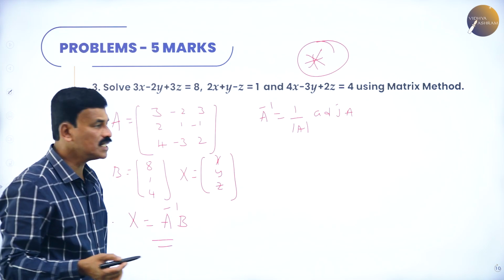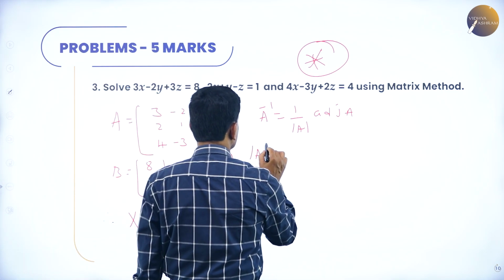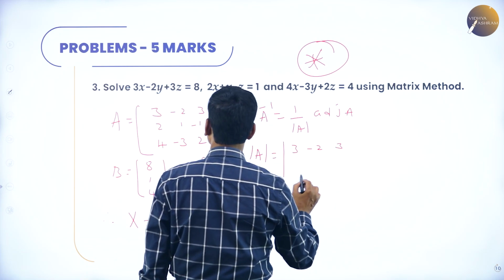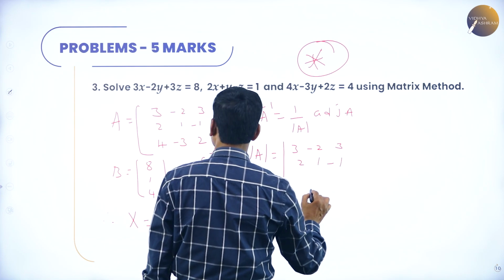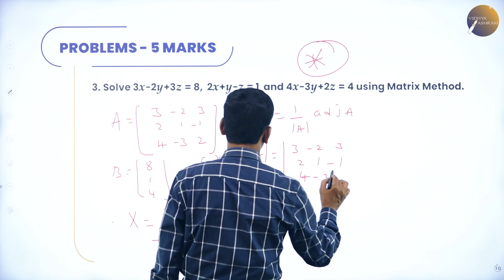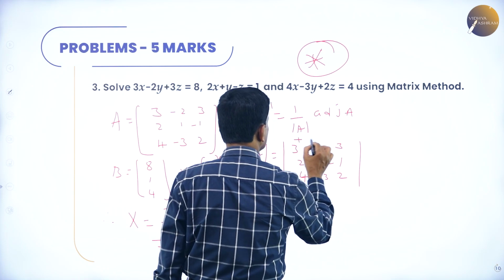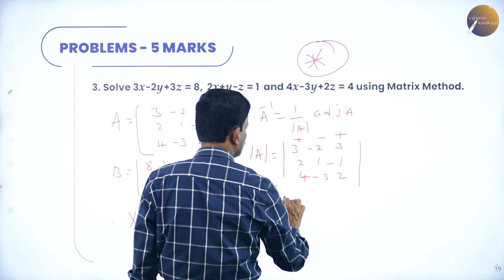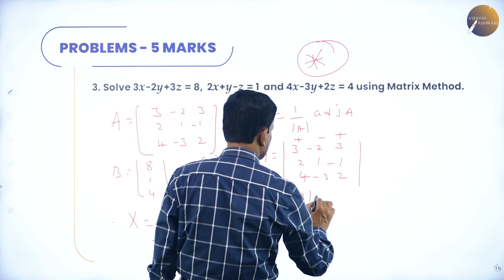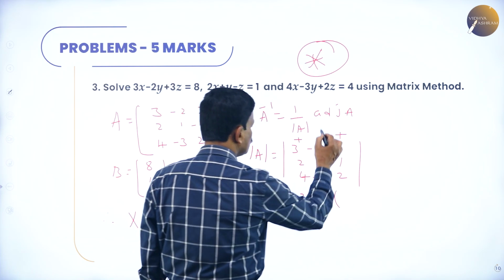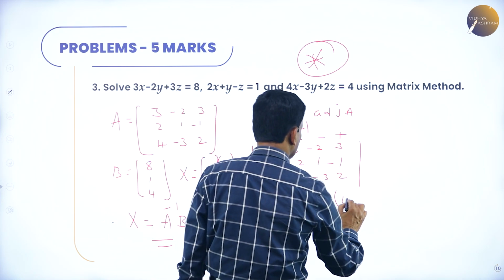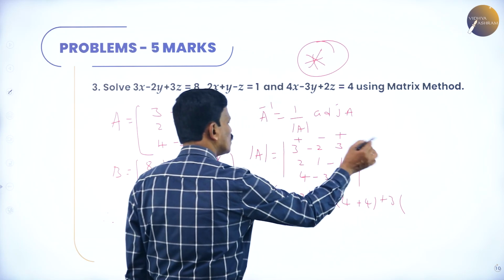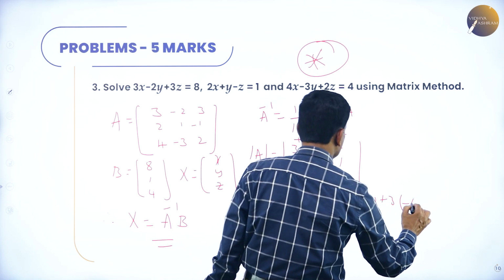Now, first find out the determinant of A. Determinant of A is equal to determinant 3, minus 2, 3, then 2, 1, minus 1, 4, minus 3 and 2. Simplify this, plus, minus and plus. So, that's equal to 3 into 1 2s are 2, plus into minus, minus 3 1s are 3, minus into minus plus 2 into, this row and column is gone, 2 2s are 4, minus into minus plus 4, plus 3 into, this row and column is deleted, 2 into 3 is minus 6, minus 4.